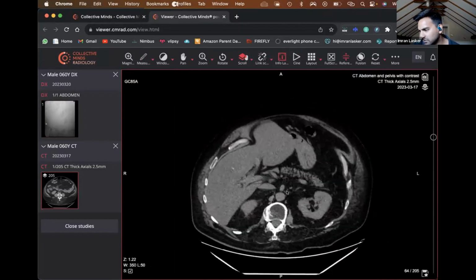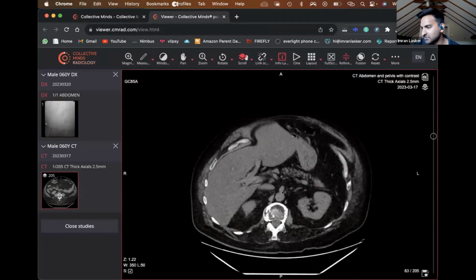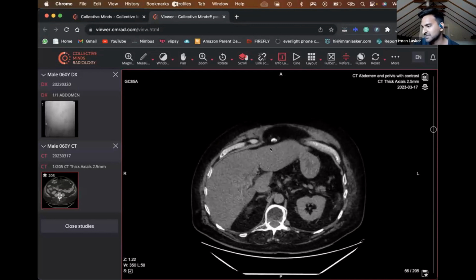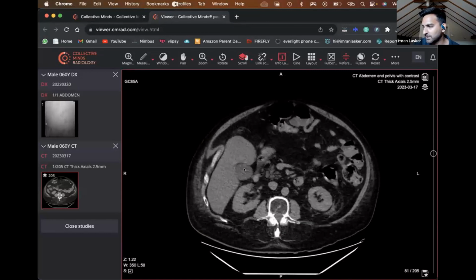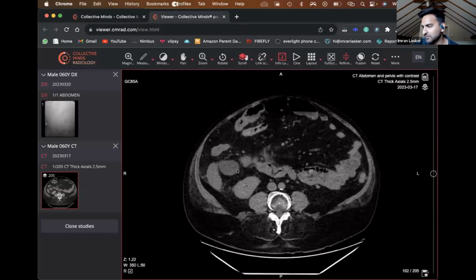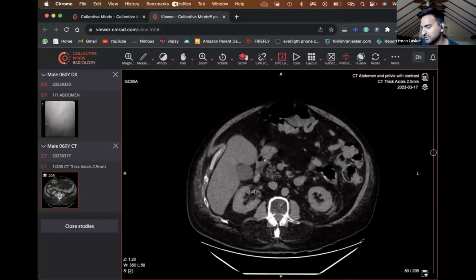Now, this looks like a non-contrast scan because there's no brightness within the aorta, no brightness within the portovenous system either. We can see the liver is over here. Where's our gallbladder? Gallbladder's over here. Can't see anything abnormal with the gallbladder. Coming up to the kidneys.